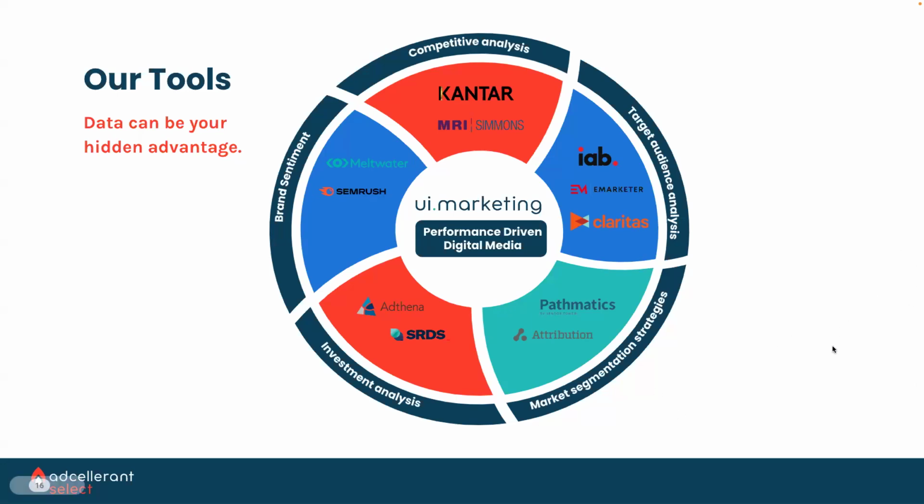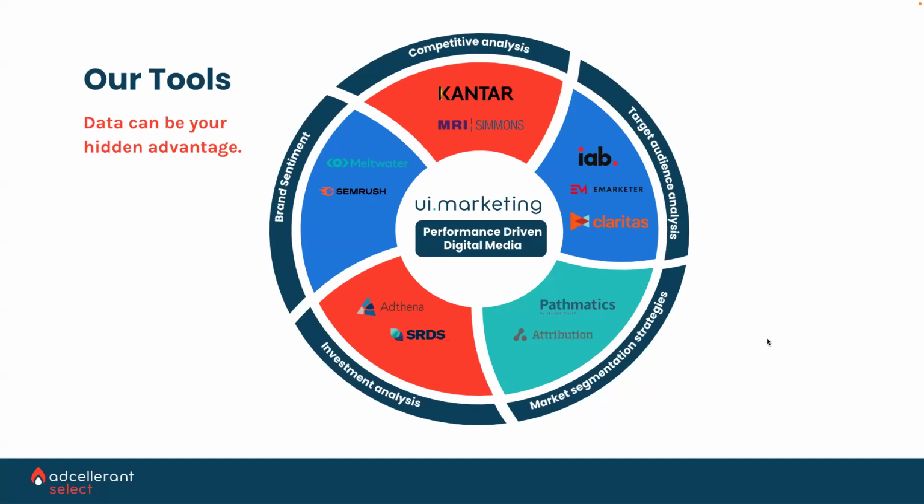So the first two that I'll call out are Kantar and Pathmatics. So Kantar and Pathmatics are our competitive analysis tools. So those are going to allow us to see what our competition is doing in market. Are they spending on traditional media, on digital media? Which creatives are they using? Does that change by market? It starts to give us an idea of what we're up against, with our biggest competitors in market.